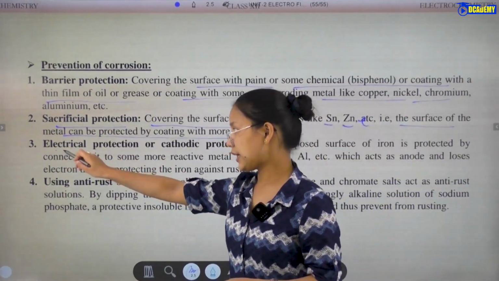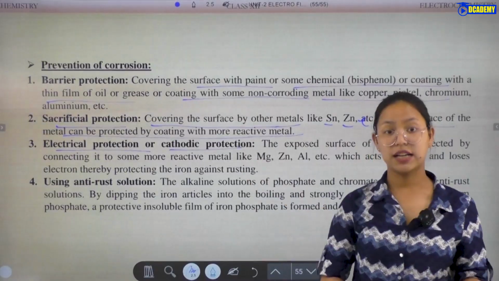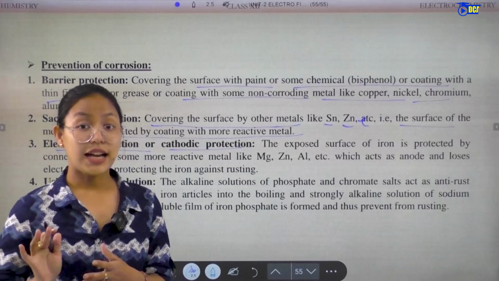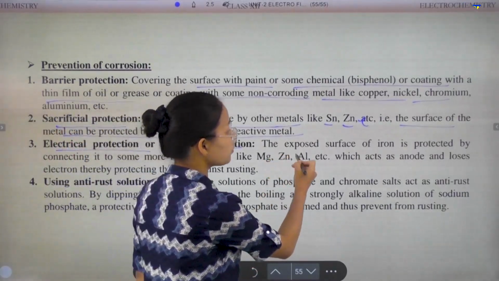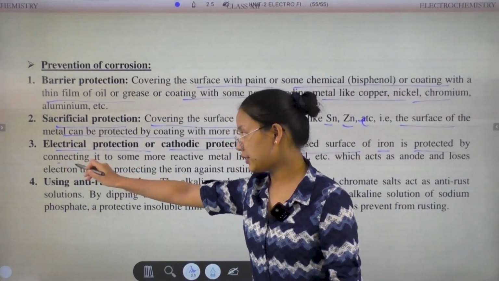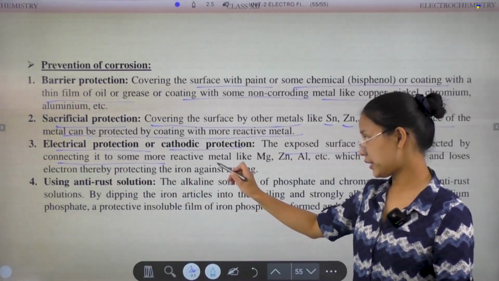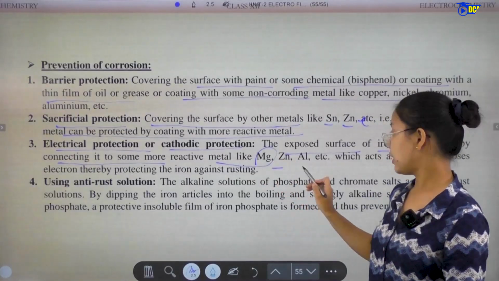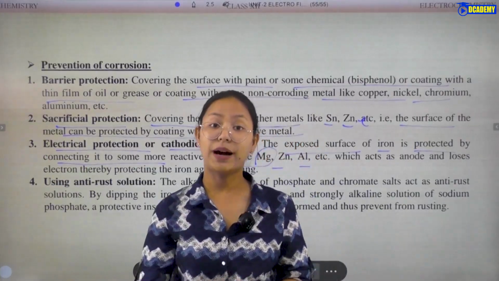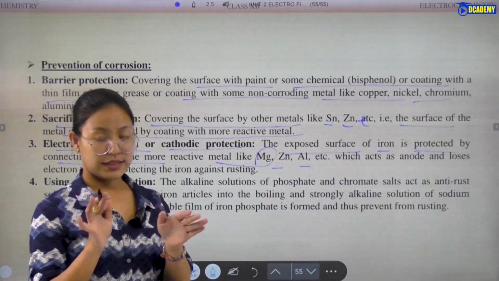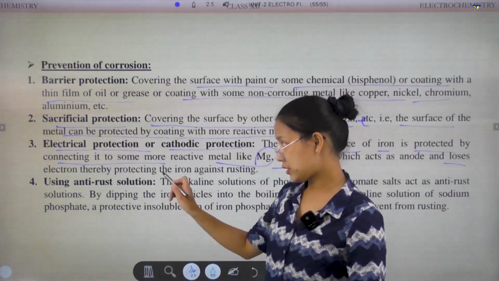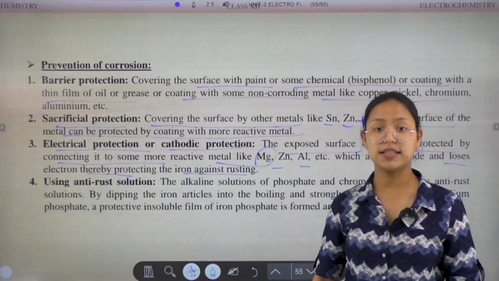Next, point number 3, electrical protection or cathodic protection. The exposed surface of iron is protected by connecting it to some more reactive metal like magnesium, zinc, aluminium. When electric current passes, the more reactive metal loses electrons, which acts as anode and loses electrons, thereby protecting the iron against rusting.